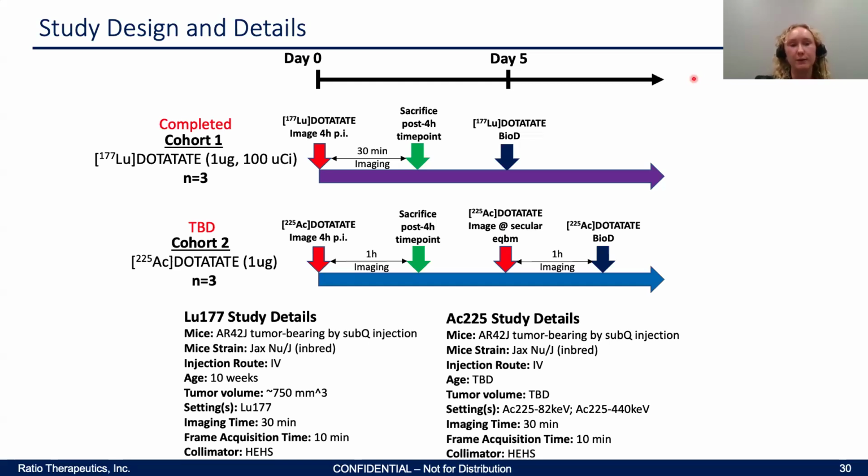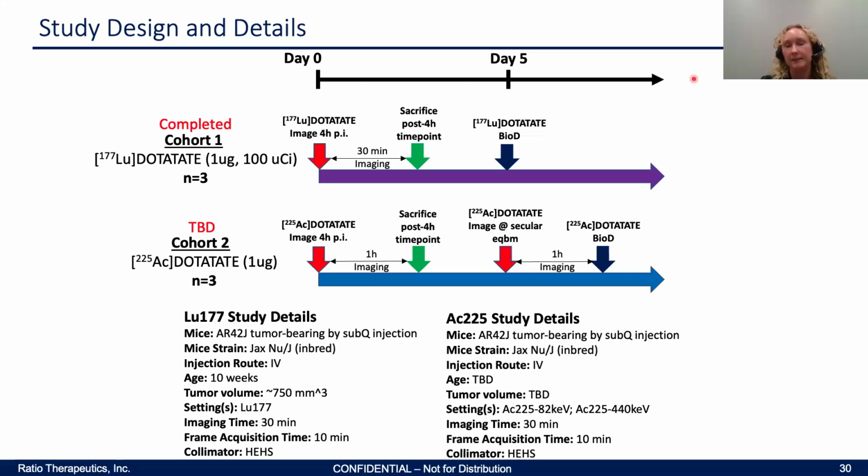So theoretically, we will administer 1 microgram of actinium-labeled DOTATATE with a high level of activity. We will then image them 4 hours post-injection, just like with the lutetium cohort. We'll sacrifice those animals after the 4-hour time point. And then we will wait a few days for the carcasses to reach secular equilibrium of the actinium daughter decay chain. Then we will image the carcasses again after they've reached secular equilibrium.